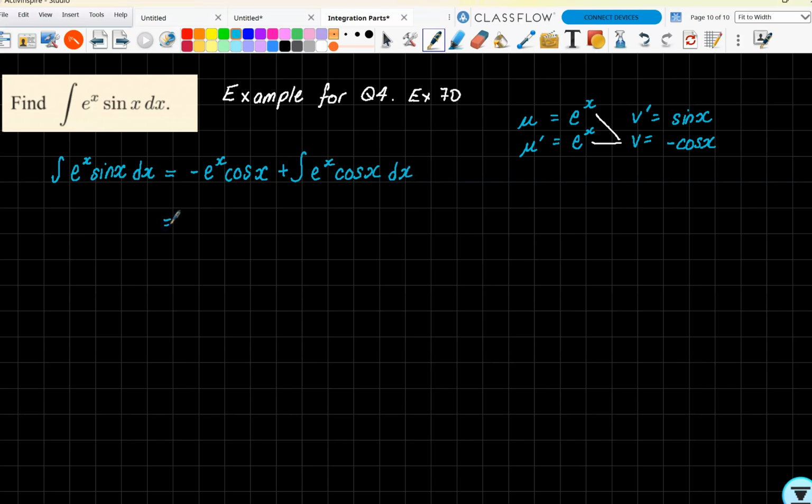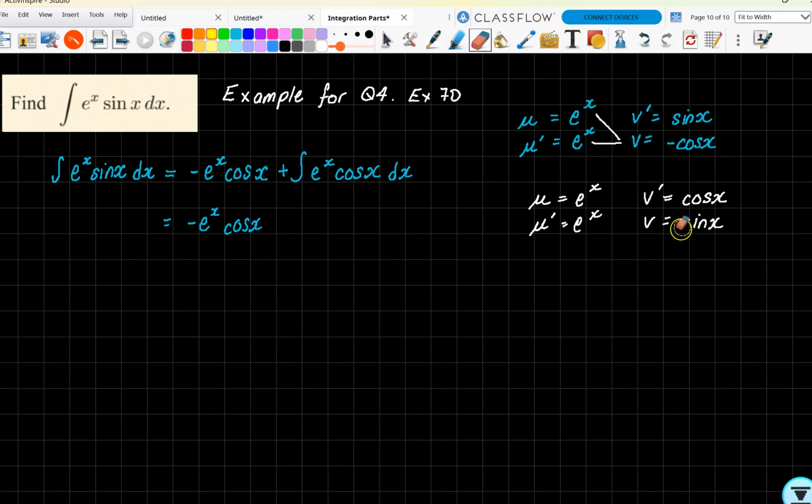So you can see we're sort of going, well, this is now repeating itself. So I've got minus e to the x cos x, and I've now got a function times a function. So guess what? We're going to do our integration by parts again. So again, we're going to say u equals e to the x, u dashed equals e to the x, and this time v dashed is cos x, and its integral is sine x.